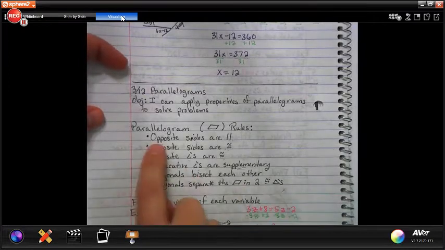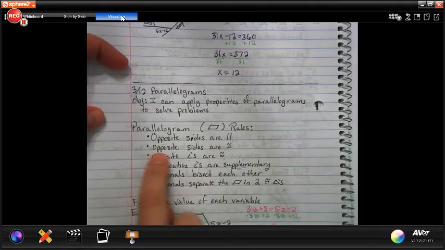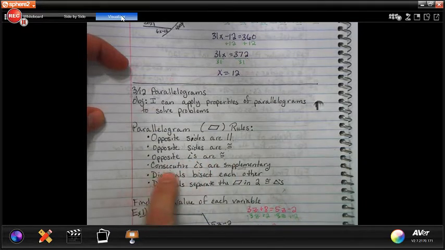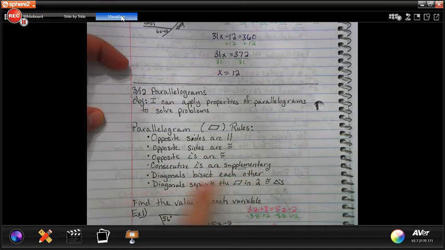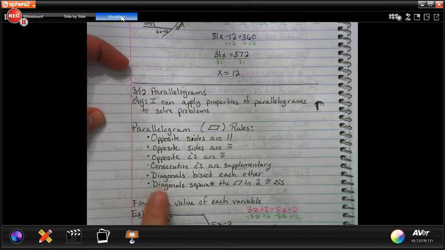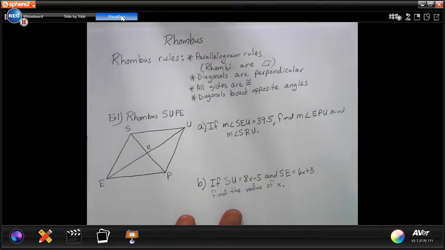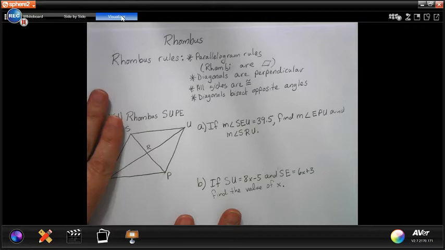rules. So opposite sides are still parallel. Opposite sides are congruent. Opposite angles are congruent. Consecutive angles are supplementary. Diagonals bisect each other. Diagonals make two congruent triangles. So all of those rules still apply. So everything that you know about parallelograms is true for rhombus. Now rhombus has some additional rules.